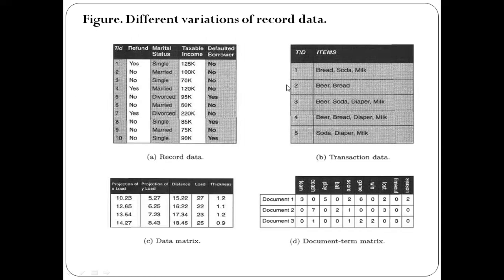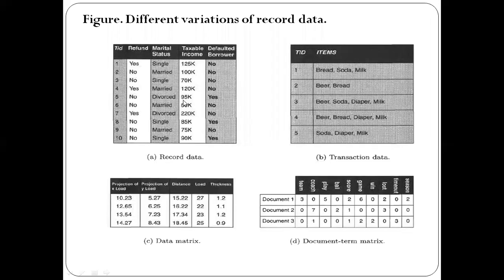This is the first kind of data set, record data. In record data, the data set will be a collection of records. In this data we have a total of 10 records, and each of these records is a data object. Each individual record will have a fixed set of fields. These fields or columns are called attributes, which describe the records.